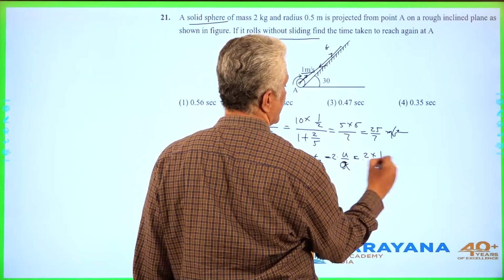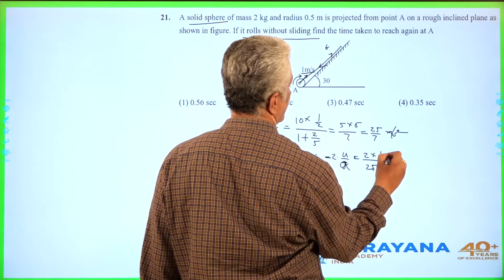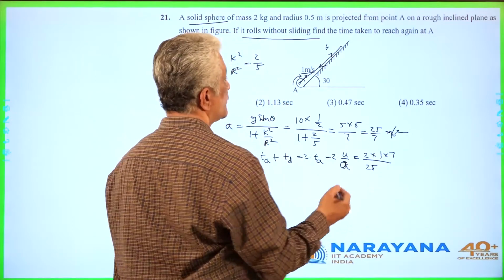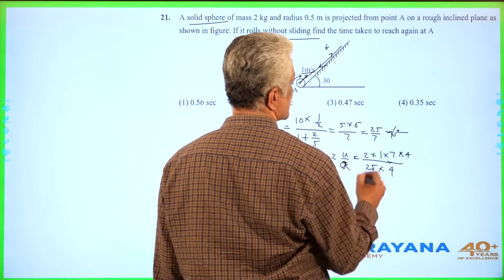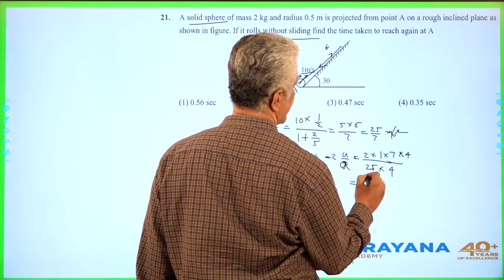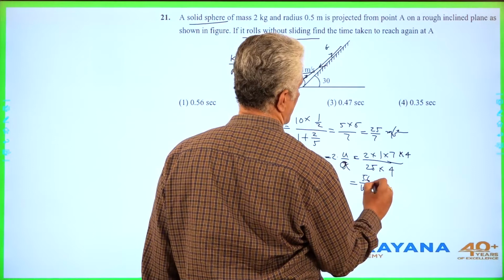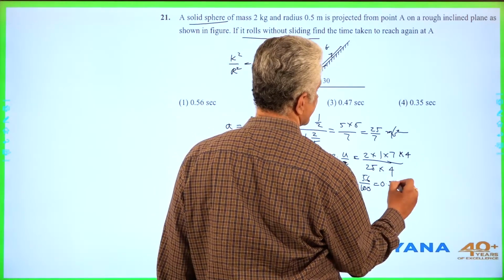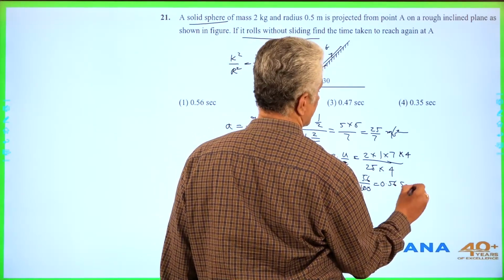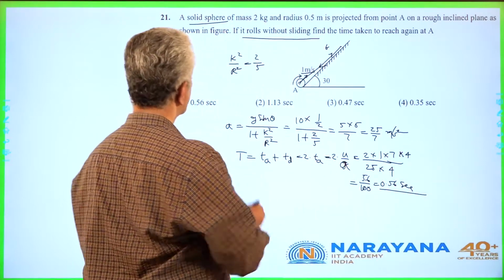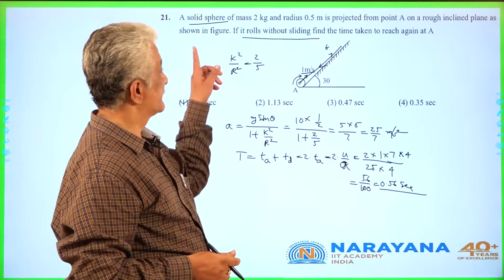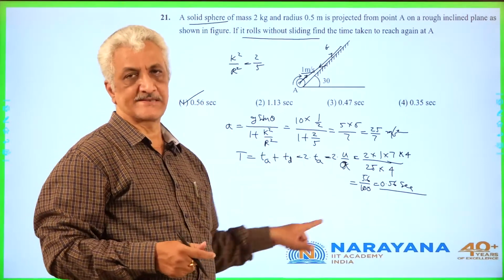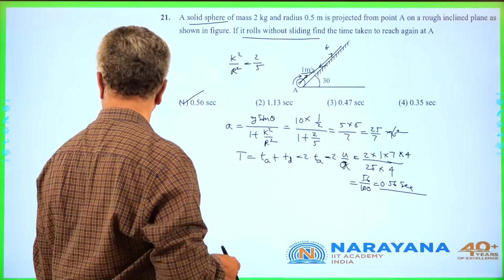2 into 1 by 25 by 7. To make it easier, multiply and divide by 4, so that it becomes 56 by 100, nothing but 0.56 seconds. So 0.56 seconds is the correct answer for 21. 21 is a question that is only formula based. That is number 21.